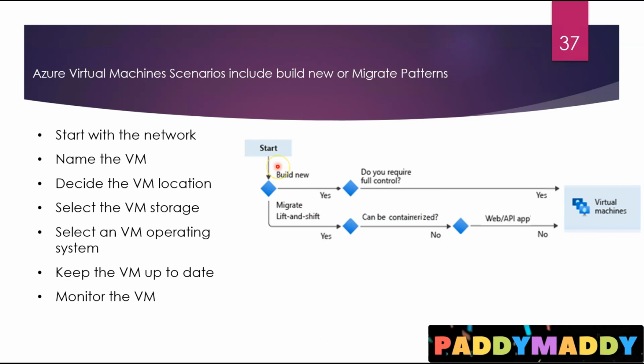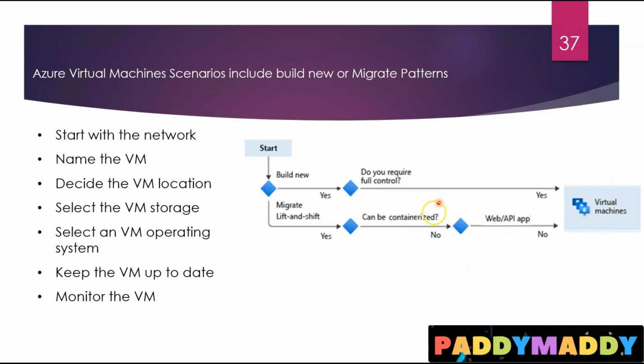For example, here in this flowchart, whether it's a new build application, do you require full control? Only then are you going to build the virtual machine. Otherwise, it goes another way, maybe App Service, because you don't need to have full control. For a lift and shift or rehosting, can it be containerized? If so, it goes in another flow. But if you don't want to containerize, then there's no choice but to go for virtual machines.